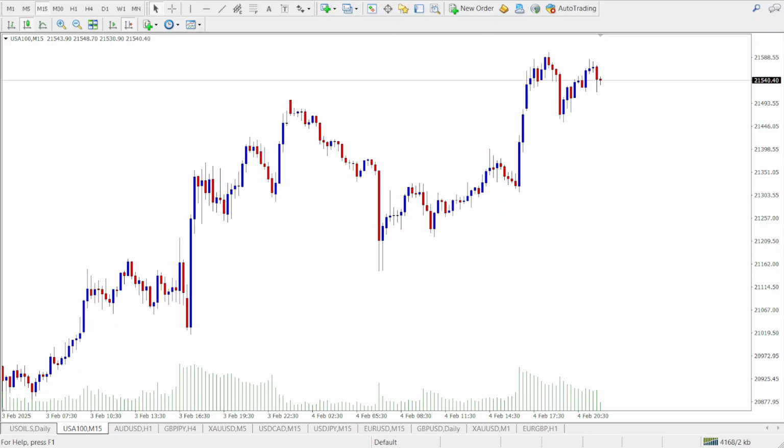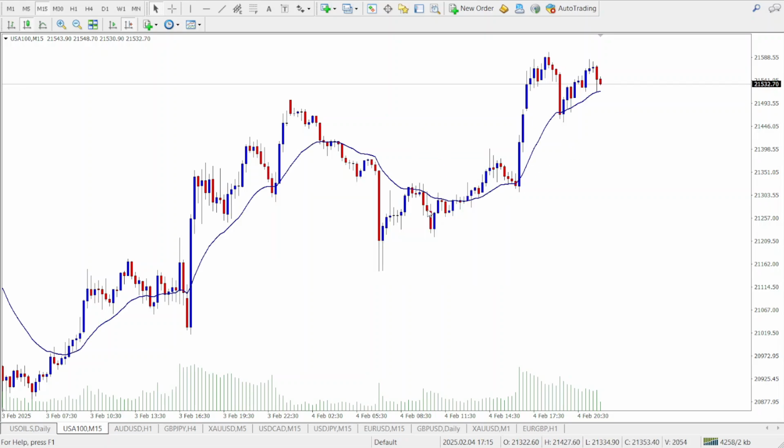In this video, we are just going to be diving into one of the simplest yet effective tools in trading, and that is none other than the 20 EMA. Basically, it's the exponential moving average that is set to period 20. So I'm just going to add the moving average to the chart right away.